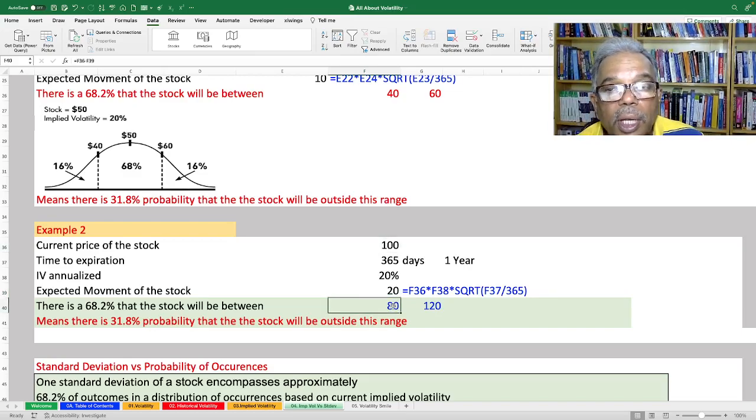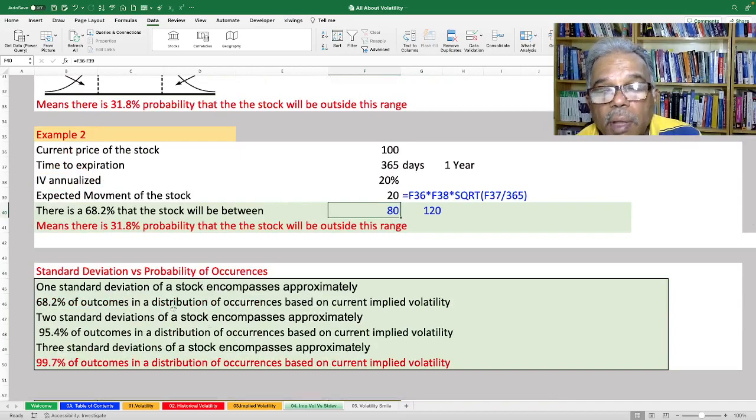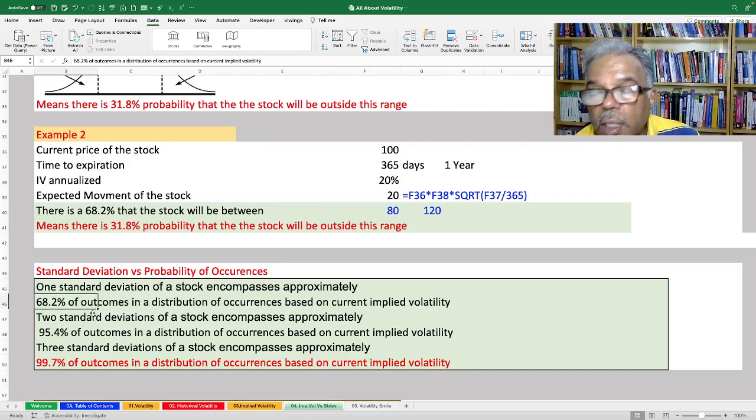The stock will be between 80 and 120 with a probability of 68.2%. That means there is a 31.8% probability the stock will be outside this range. So one standard deviation says 68.2% of outcomes in the distribution are expected, based on the current implied volatility.